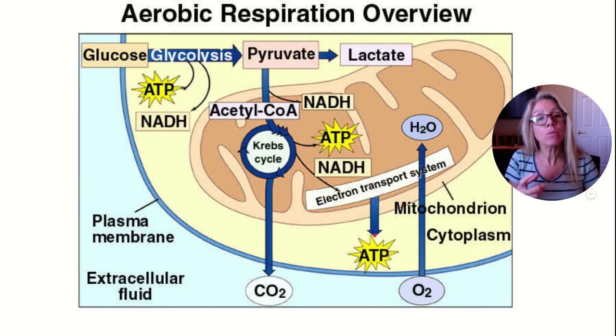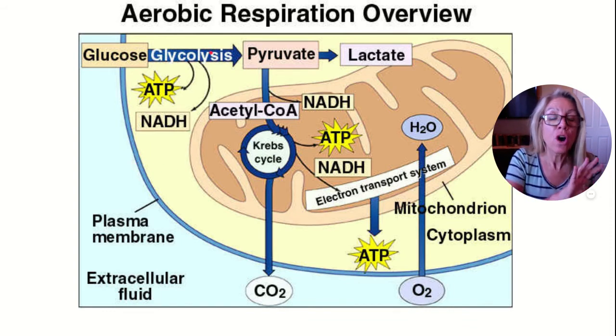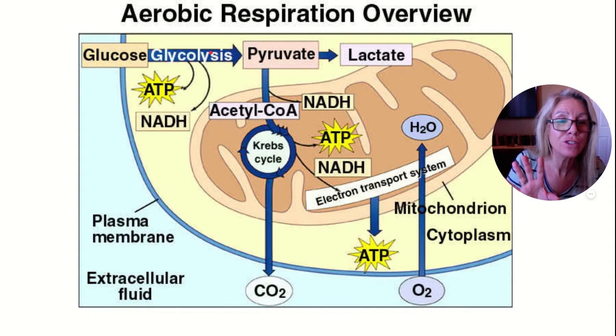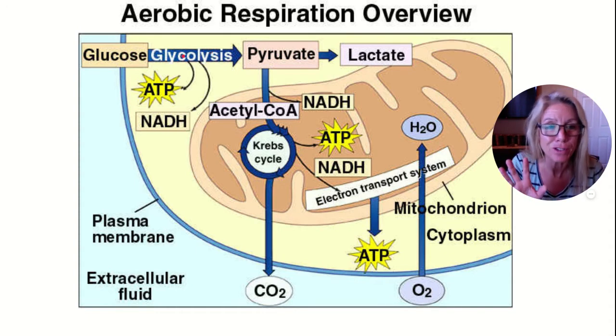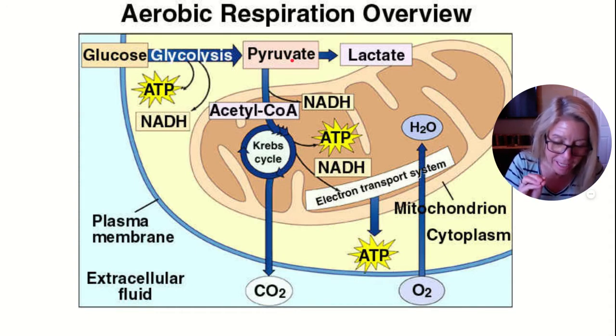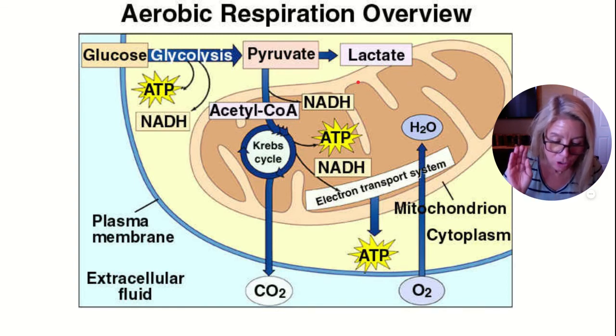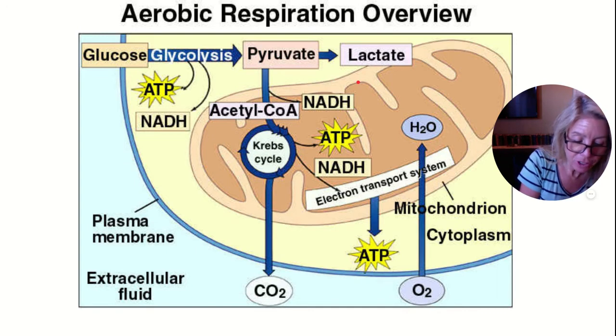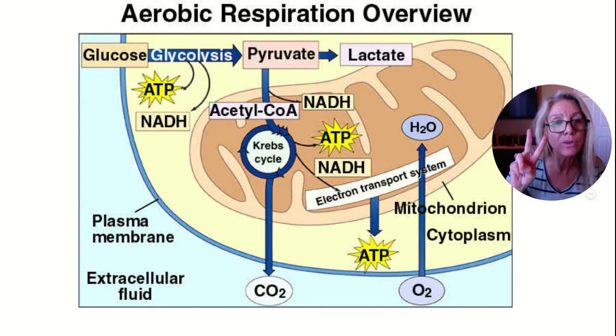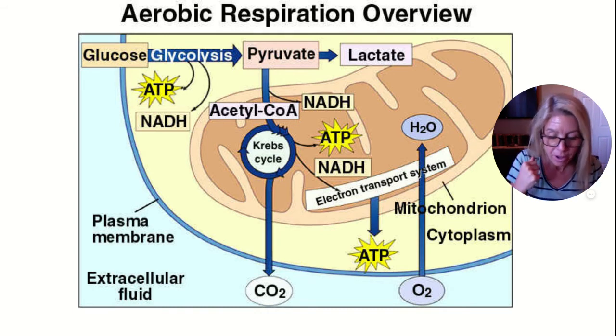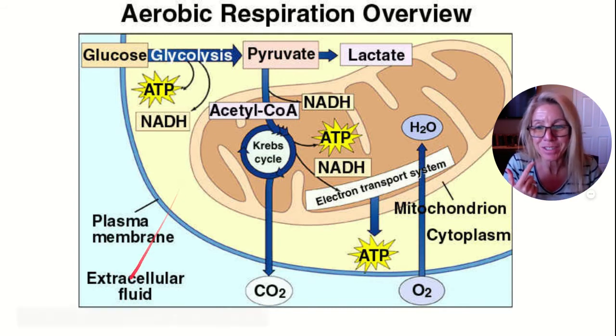Now, if you do anaerobic respiration, you still do glycolysis, because all cells do glycolysis. Everybody does the first step, glycolysis. But the second step is called fermentation, and this is just one type of fermentation where you make lactic acid. Anaerobic respiration is less efficient. It only generates about 2 ATP. Step 1 is glycolysis, and step 2 is fermentation.